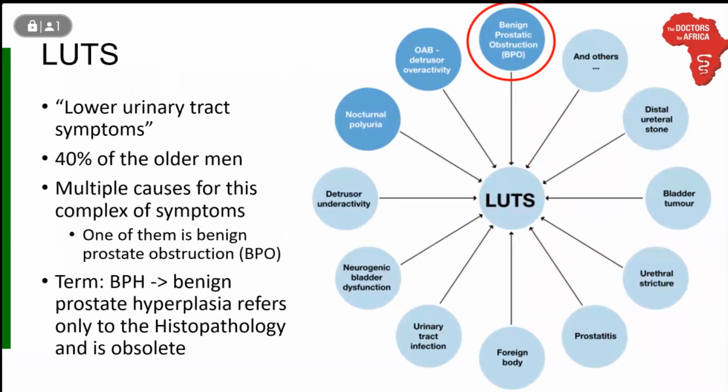Lower urinary tract symptoms is a problem in about 40% of older men. There are multiple causes for this complex of symptoms. The major one is benign prostatic obstruction. The term BPH, benign prostatic hyperplasia, refers only to the histopathology and should not be used. There are many other reasons why you might have lower urinary tract symptoms, like urethral stricture, prostatitis, foreign bodies, urinary tract infections.